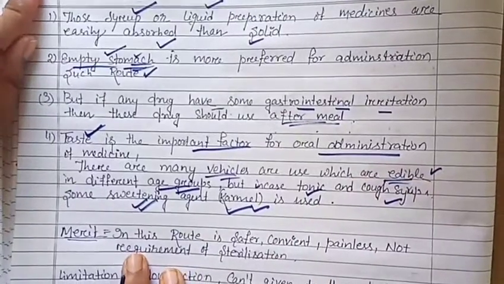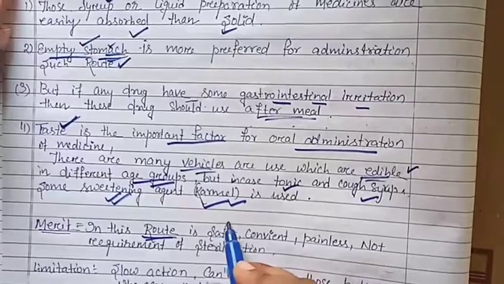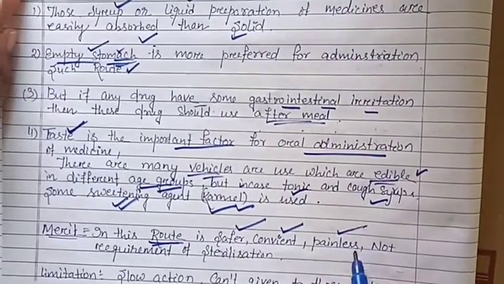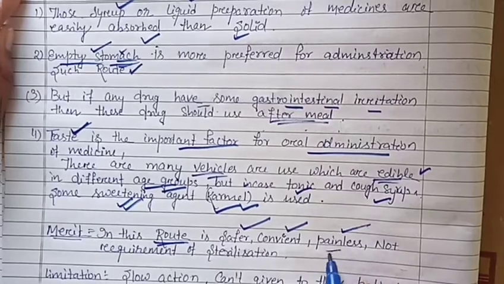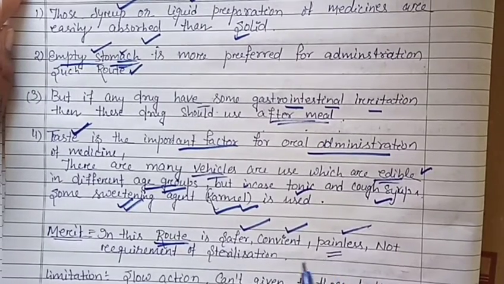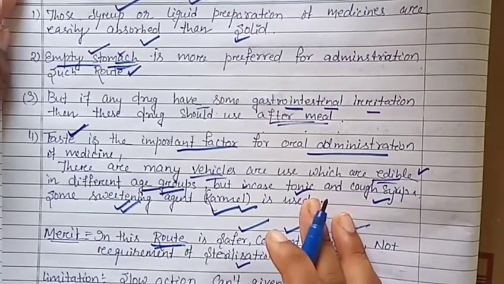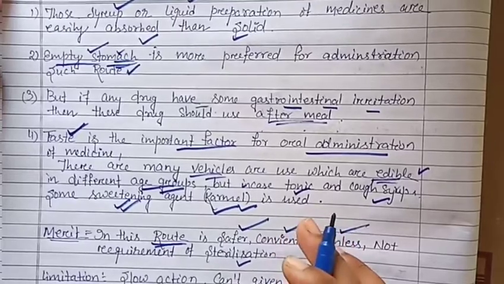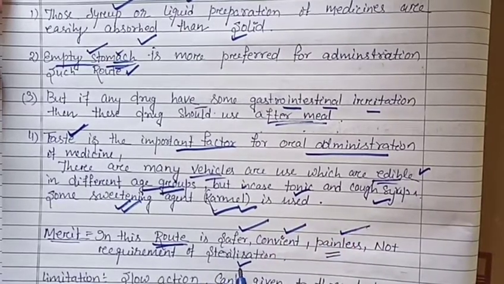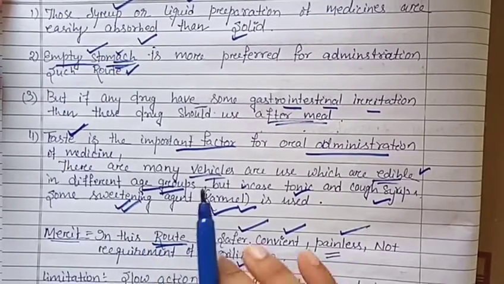In merits, we should remember that the oral route is safer, convenient and painless, meaning no injection is given orally, so it is painless. Also, no sterilization is required, unlike in cutaneous injection where we use sterilization. These are the merit points of the oral route.